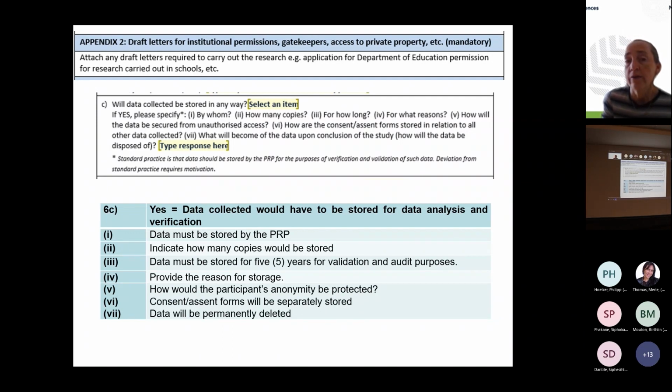For how long? Data must be stored for 5 years for validation and audit purposes. So the 5 years is the rule. There may be exceptions where you want to store it for longer. If you want to reuse the data, maybe you want to store it longer. If it is shorter, you need to motivate for what reasons. Okay, it's for validation and audit purposes.